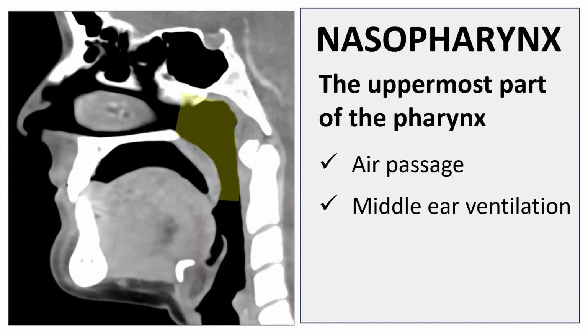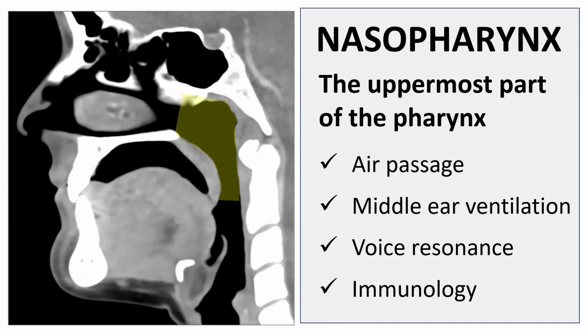Other functions of the nasopharynx: it plays a role in middle ear ventilation because, as mentioned in the previous part, the orifices of the Eustachian tube are located in the nasopharynx, and when these open, our middle ear gets ventilated. Voice resonance: the presence of this, let's call it chamber, in the upper pharynx behind the nasal cavity contributes to the resonance of our voice. And it has an immunological function because we have lymphoid tissue here located in the nasopharyngeal adenoids and the tubal tonsils.